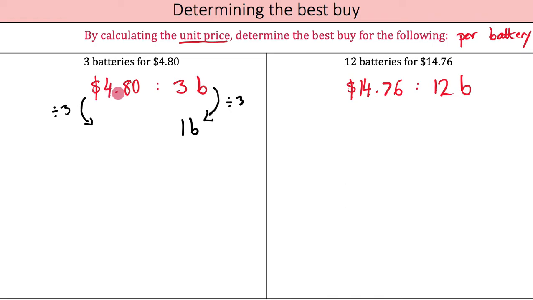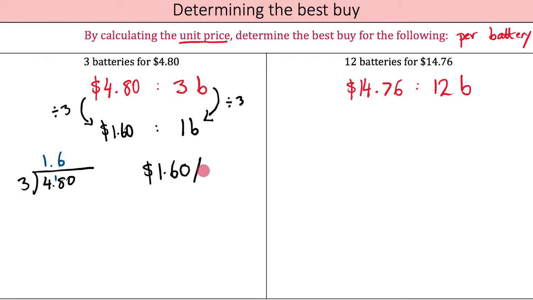Now, what is 4.80 divided by 3? You might need to come down here and do this. 4.80, 3 here. Let's do some maths. How many times does 3 go into 4? Goes in once with 1 remainder. I just want to bring my decimal place straight up immediately. How many times does 3 go into 18? It goes in 6 times. So that means what's going to go here is $1.60. So my final answer is $1.60 per battery. So $1.60 for 1 battery.